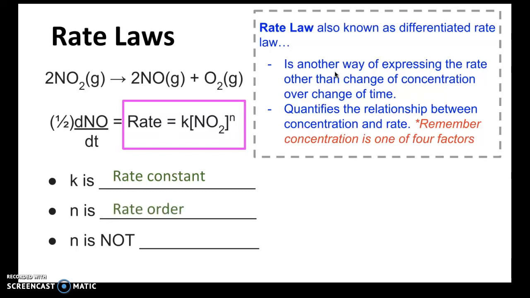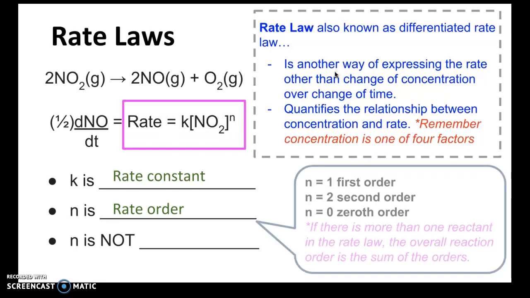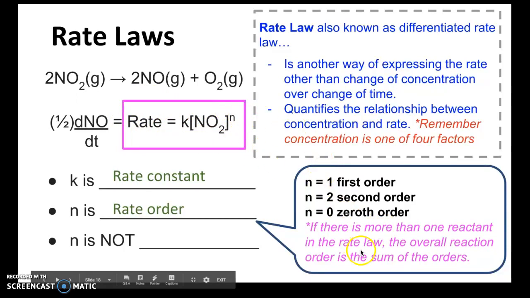N is known as the rate order. And I want to just pause here for a second and show you what sort of numbers a rate order is. So rate orders will, for us, usually be first, second, or 0th order. Each reactant has a rate order, but also the reaction itself has an overall rate order, and the overall rate order of the reaction will be the sum of the rate orders.